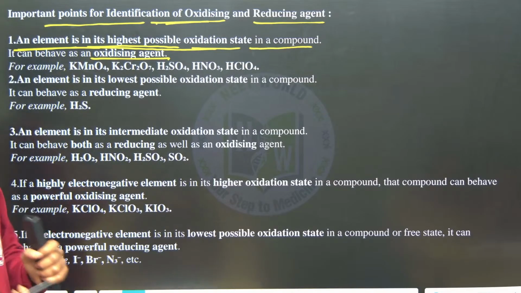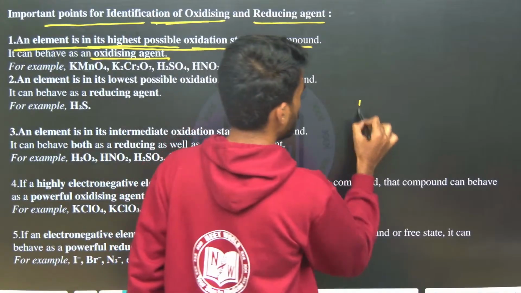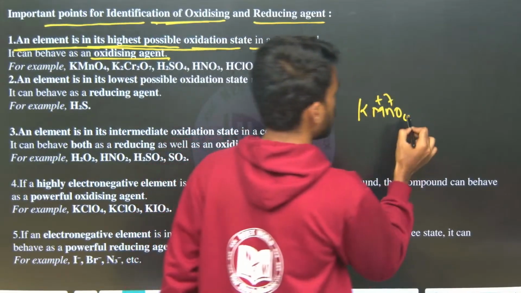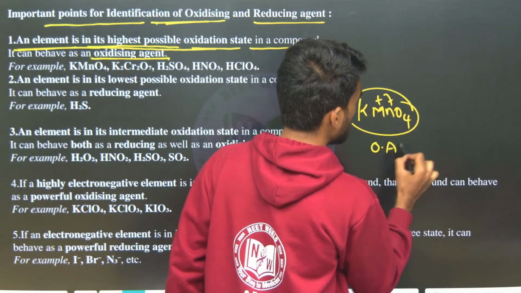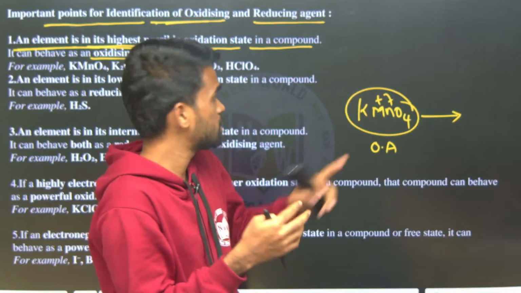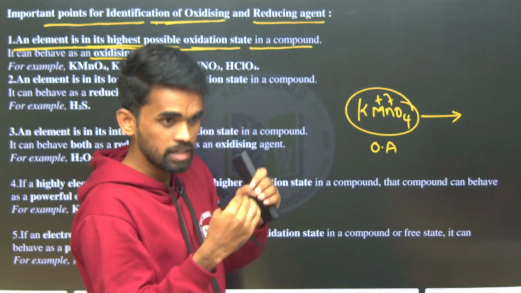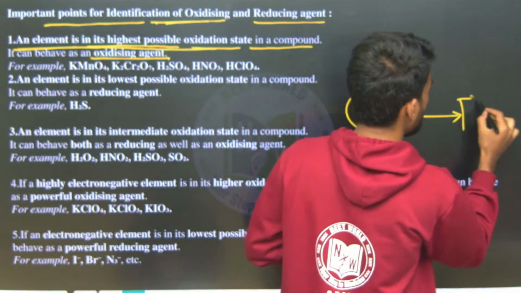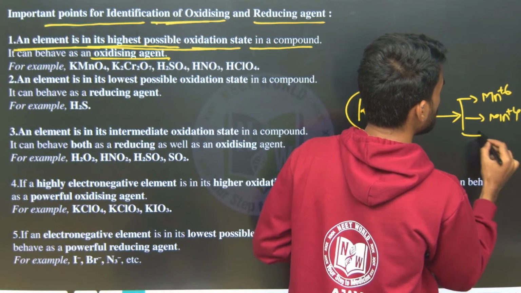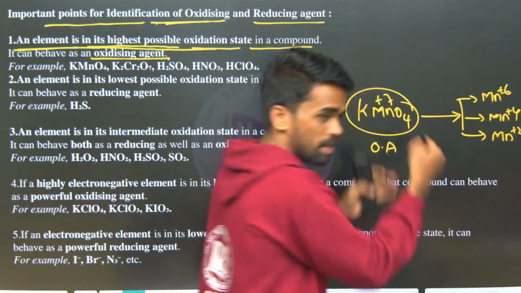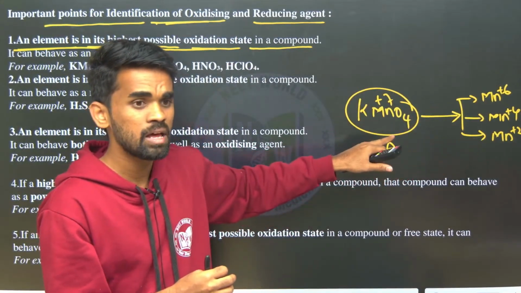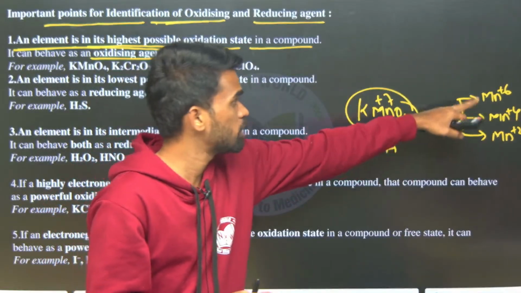Why? Because, see, KMnO4 you have seen. In KMnO4, what is the oxidation state of manganese here? +7. Now if it is acting as an oxidizing agent, what will it do? It will oxidize others and reduce itself. Reduces itself means its oxidation number will decrease. Like it might become Mn+6 or Mn+4 or Mn+2. These lower numbers are obtained by undergoing reduction. An oxidizing agent will oxidize others and reduce itself.